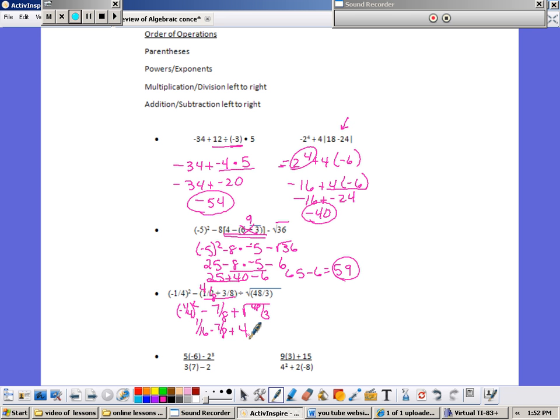Addition or subtraction. Well, I have both, but I hit subtraction first. So I must subtract first. This becomes 16, this becomes 14. Changing it to a common denominator. So I get negative 13/16 plus 4. Four is the same thing as 64/16. So 64 minus 13 gives me 51 over 16.